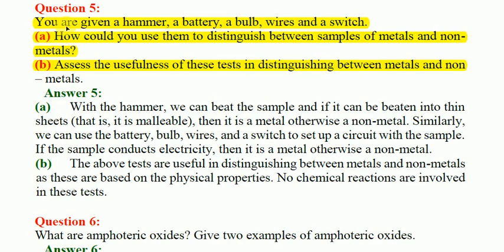They have given a hammer, a battery, a bulb, wire, and a switch. All these materials are given. They are asking how you could use them to distinguish between metals and non-metals. How can I identify whether an element is a metal or non-metal by using these apparatus? Based on which phenomena are we going to assess whether the element is metal or non-metal?